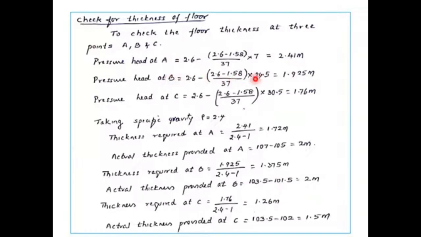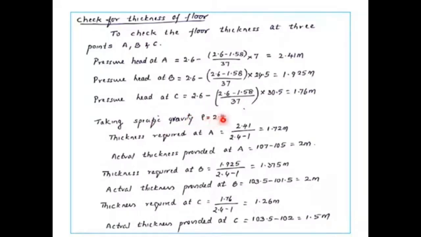Similarly at point B, which is at a distance of 24.5, the pressure head at the starting point is 2.6 and at the end point is 1.58. So the intermediate point at a distance of 24.5 is obtained by interpolation, which gives 1.925. Similarly, at a distance of 30.5, which is point C from the start of the intermediate pile, by interpolation we got 1.76.